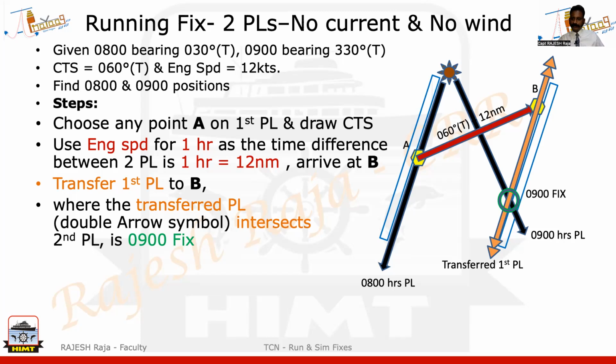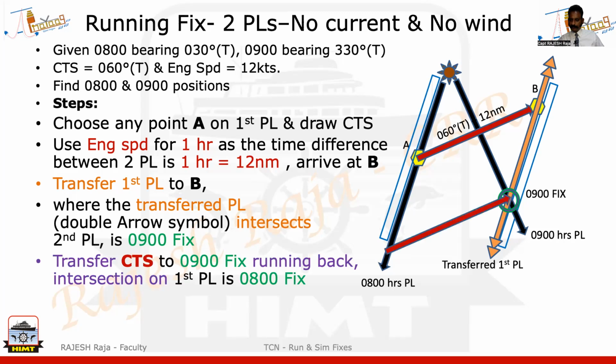Then how do I find 8 o'clock? I already know that I have traveled 060 at 12 nautical miles. You can use the same parallel ruler, put it on the CTS and bring it down and mark it at the 0900 fix. So bring it here. You can see this line is going to intersect again back on the first PL, and that is going to be your 8 o'clock fix.